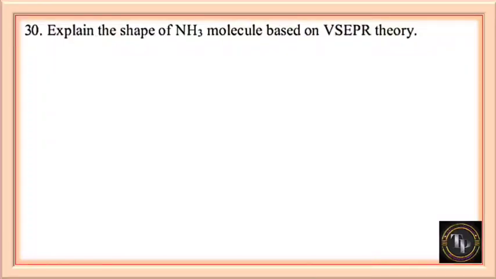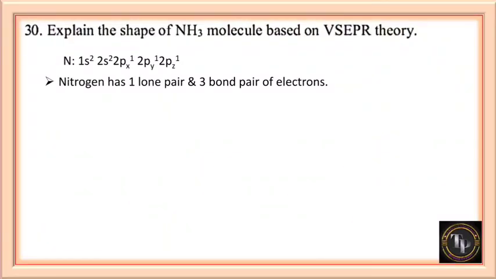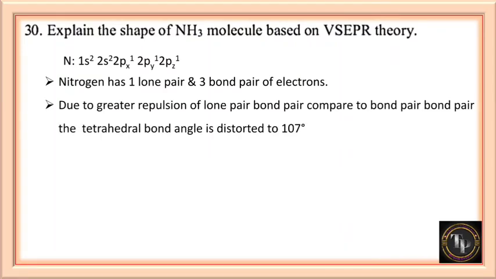Explain the shape of the ammonia molecule based on VSEPR theory. Nitrogen has atomic number 7: 1s2, 2s2, 2px, 2py, 2pz. 2p3 is there; I have only split it and written it there. Nitrogen has 1 lone pair and 3 bond pairs in ammonia. Due to greater repulsion of lone pair-bond pair compared to bond pair-bond pair, the tetrahedral bond angle is distorted. Usually it should be 109 degrees, but it is distorted to 107 degrees due to lone pair-bond pair repulsion.